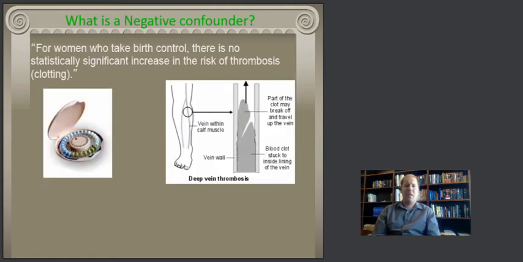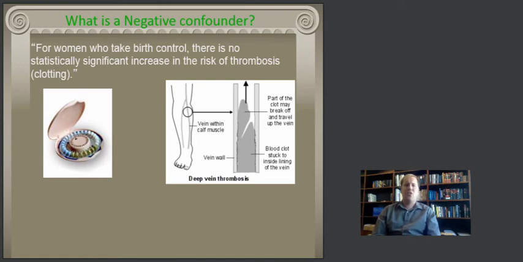Here's an example because it's a bit confusing if we don't see one. And even when you see this example, you might want to review it once because it's subtle, and negative confounders can sometimes be harder to spot than positive confounders. For women who take birth control, there is no statistically significant increased risk of thrombosis, which is clotting of the blood, which can lead to potential risks of stroke or heart attack.